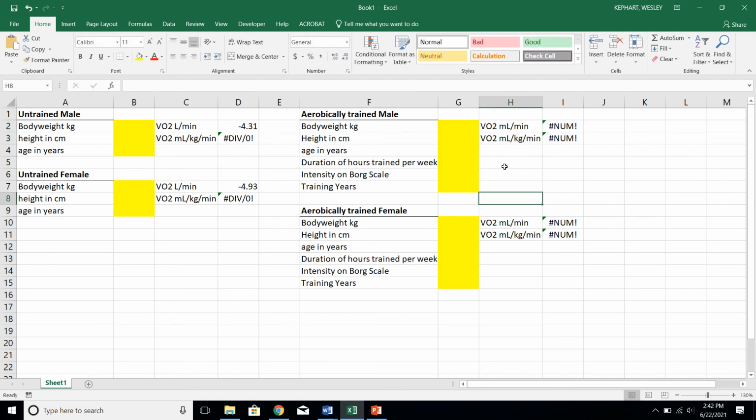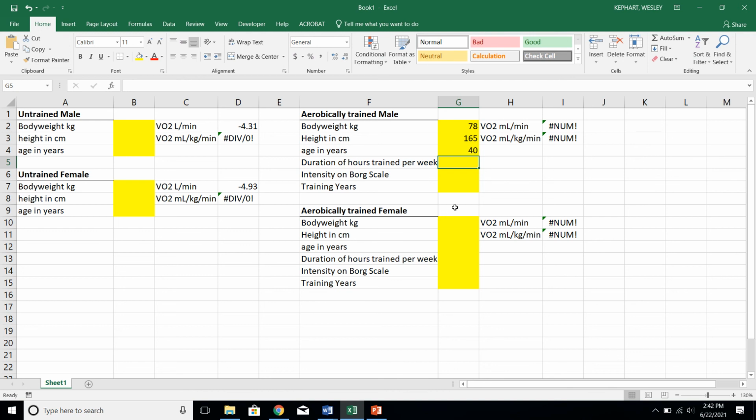So let's actually see how this should work in here. Myself, I weigh about, gosh, what am I? About 78 kilograms, 165 centimeters tall. I'm going to lie to you a little bit. Let's say I'm 40.